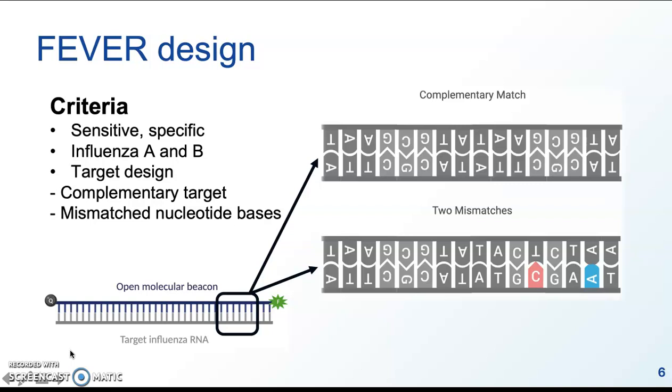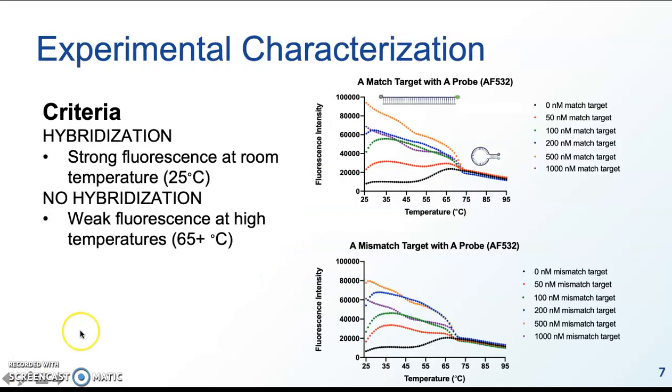Our hypothesis was that the beacon would bind tightly and emit fluorescence for both the complementary match and the mismatched target. To test our hypothesis, we first characterized the molecular beacon interactions with the synthetic targets in a controlled environment using a melt curve experiment, which ramps up the temperature at 1 degree increments from room temperature to 95 degrees Celsius. DNA is double-stranded and temperature-dependent, so at room temperature the 2 strands are bound, and at high temperatures the strands spontaneously dissociate into separated single strands.